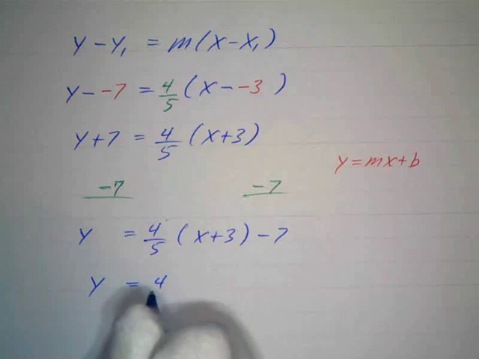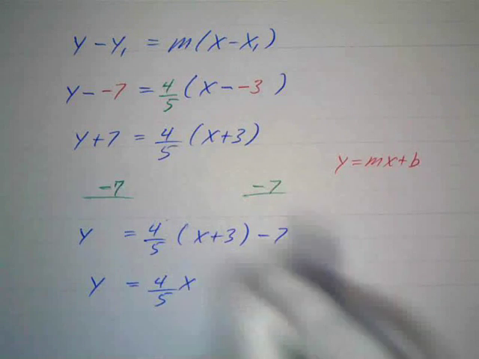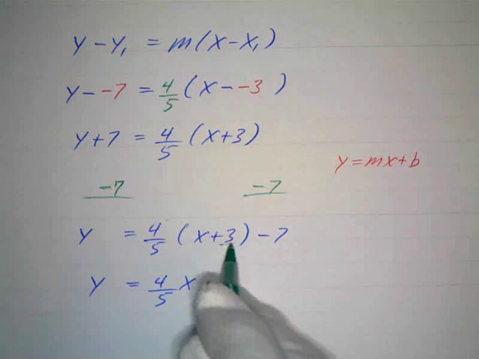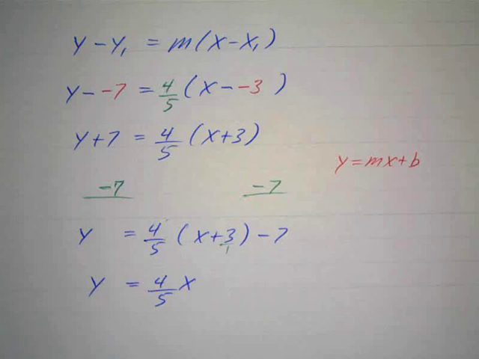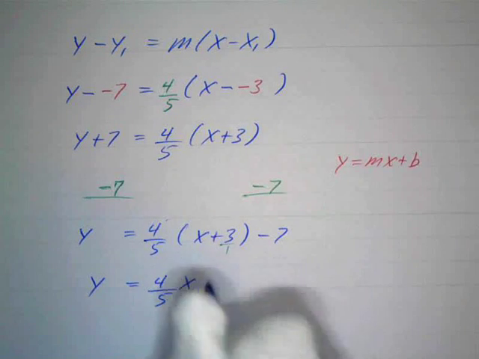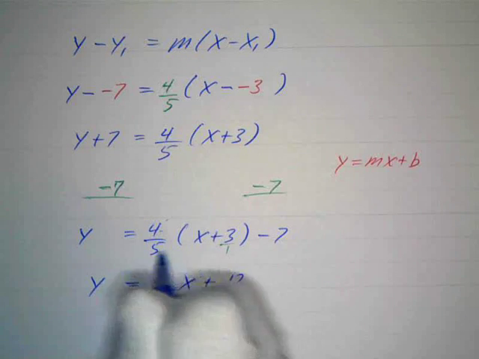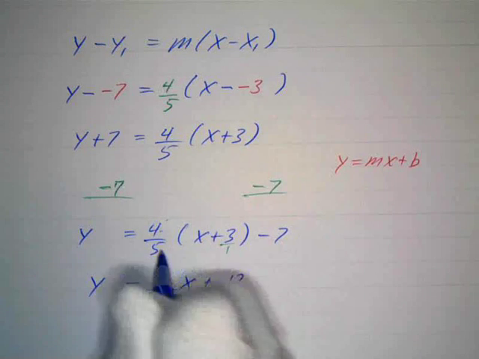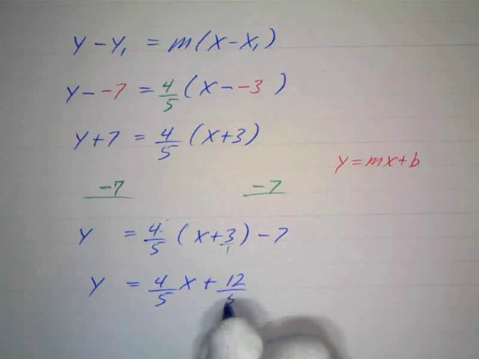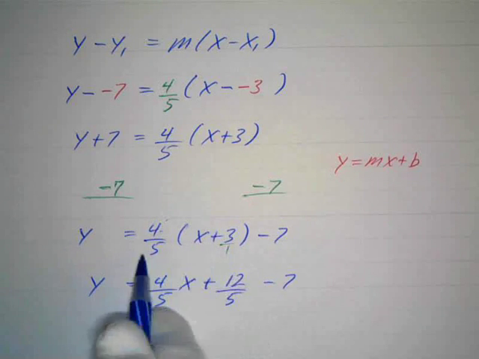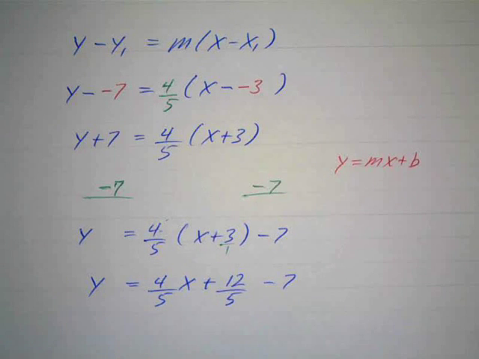So 4 over 5 times x is 4/5 x. And 3 is the same thing as 3 over 1. So we multiply 4/5 times 3 over 1, numerator times numerator, denominator times denominator. First of all, my sign is positive. That's nice. 4 times 3 is 12. 5 times 1 is 5. Minus 7. Okay, numerator times numerator, denominator times denominator when I'm multiplying.